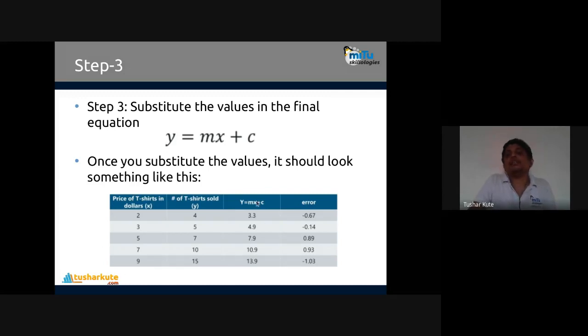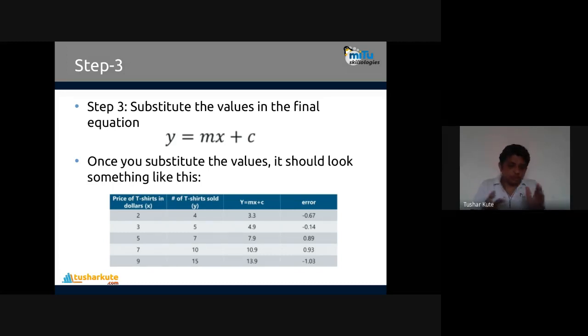Then we got this equation y is equal to mx plus c. By putting the values of m and c into it, I get this. Now, what is the expected value? 4. And by calculating with m and c, I got the error 0.67. Now second case, 5, predicted 4.9, 0.14 is the error. 7, predicted 7.9, 0.89 is the error. 10 expected, predicted 10.9, 0.93 is the error. And 15 expected, predicted 13.9, so 1.03 is the error.